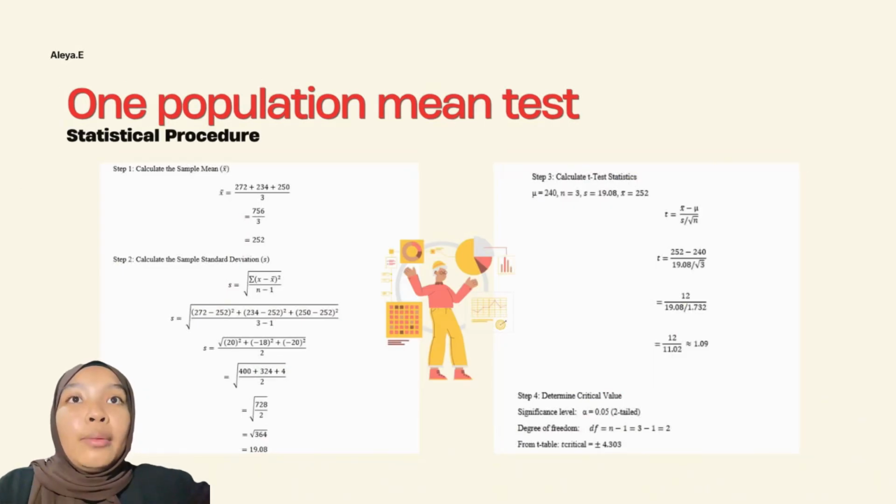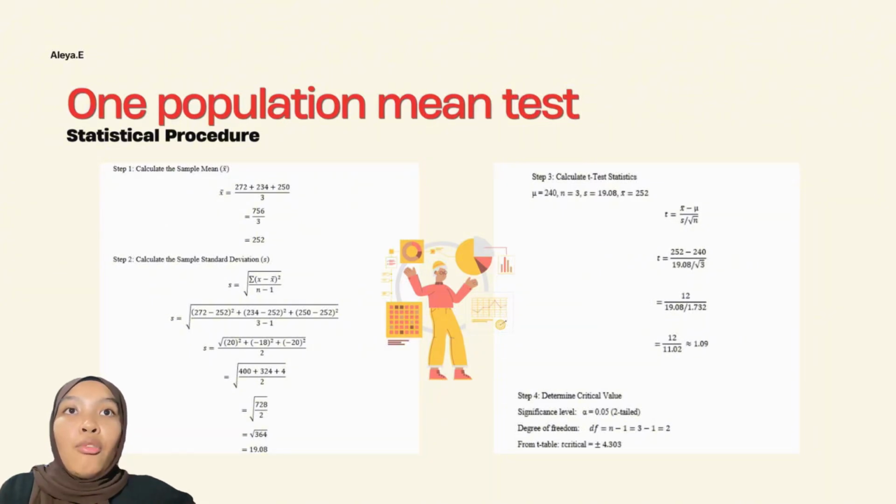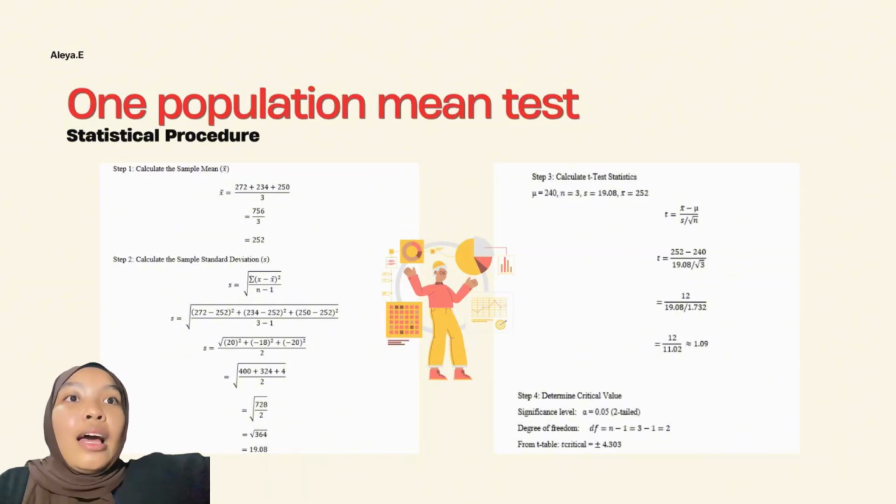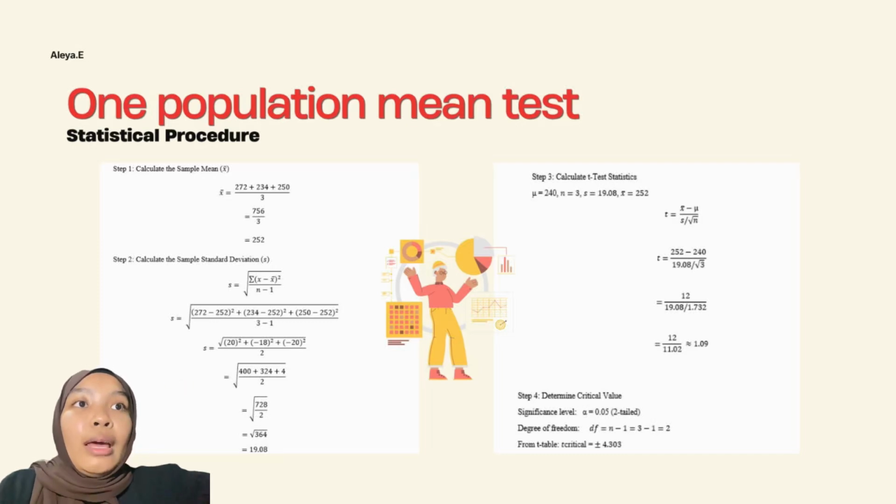Now, let's look at the math which we did in 4 easy steps. First step, we found the average of our data, which is 252. Step 2, we calculated the sample standard deviation, which is 19.08. Step 3, using those numbers, we found our t calculated value, which is 1.09. Step 4, using a 5% significance level and a two-tailed test, our t critical value from the table is 4.303.